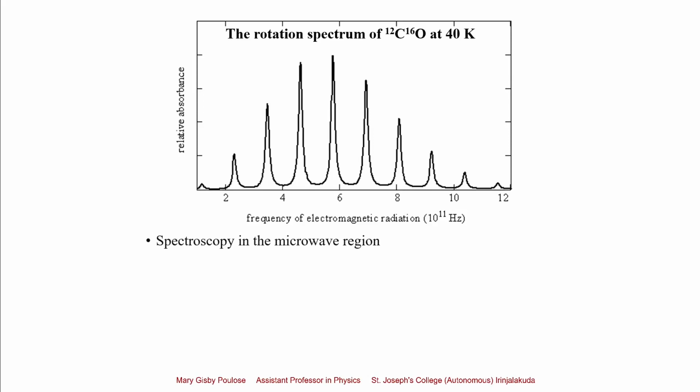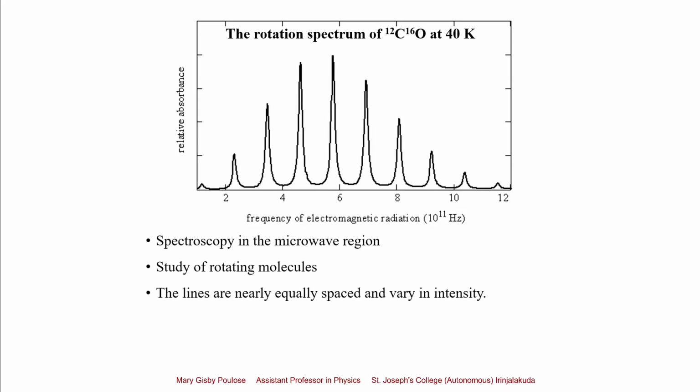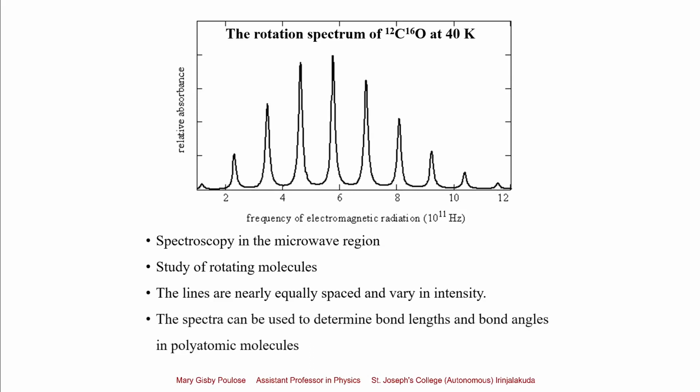So, spectroscopy is in the microwave region here, and this spectroscopy studies the rotating molecules. Here in the spectrum, the lines are nearly equally spaced and they vary in intensity. The rotational spectra can be used to determine the bond lengths and bond angles in polyatomic molecules.